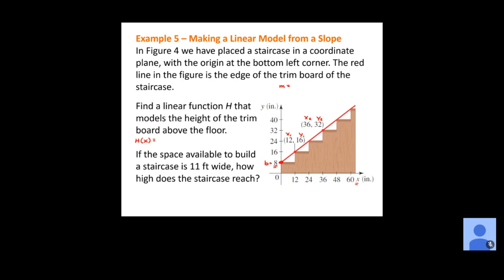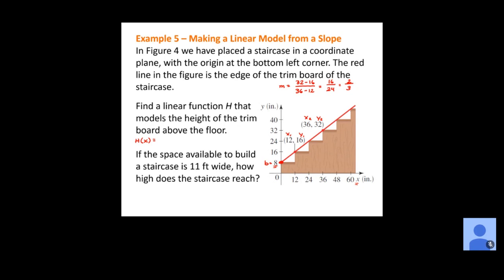I'm going to start with 32 minus 16 over, and then x2 minus x1 is going to give us 36 minus 12. So now we just need to simplify that. So 32 minus 16 is 16. 36 minus 12 should give us 24. And now we always want to simplify. In this case, 8 actually goes into both of those values. So 16 divided by 8 would be 2. 24 divided by 8 would be 3. And so now we have our slope, which is going to be 2/3.